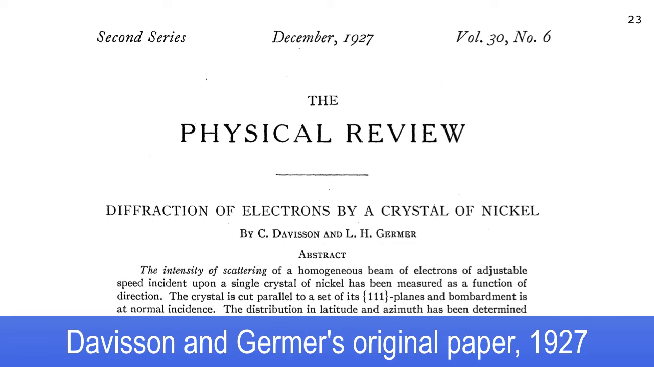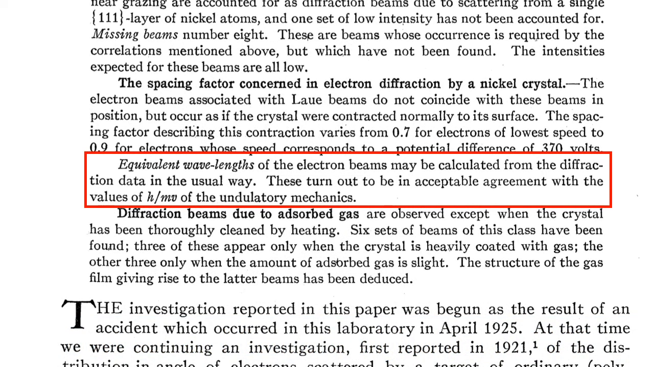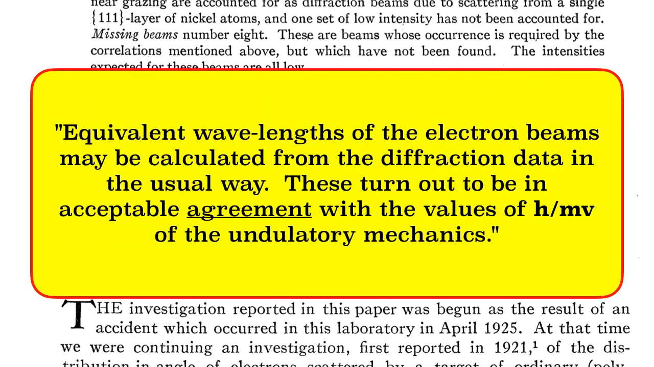You can actually look this up. Here's a pull quote, equivalent wavelengths of the electron. Let me magnify this. Now they're thinking electron wavelengths, which may be calculated from the diffraction data in the usual way. In the usual way: d and L and theta and trig. Yeah, they got a wavelength. These turn out to be in acceptable agreement with de Broglie's relation, h over mv, of undulatory mechanics. Undulatory is an old-fashioned word for waves.